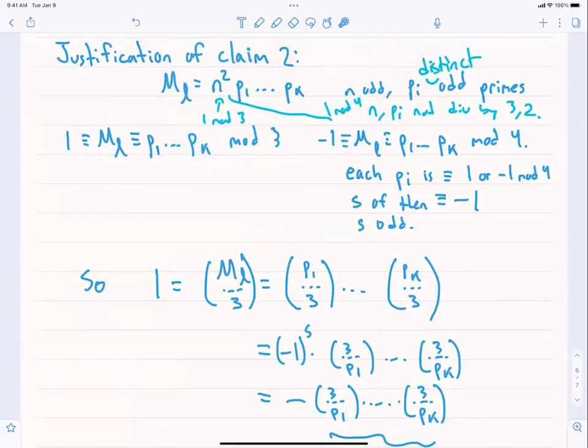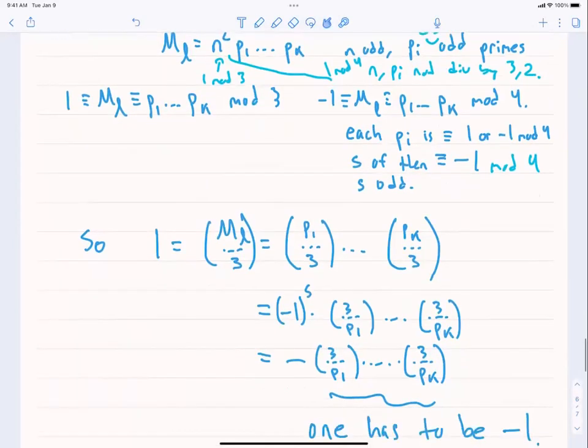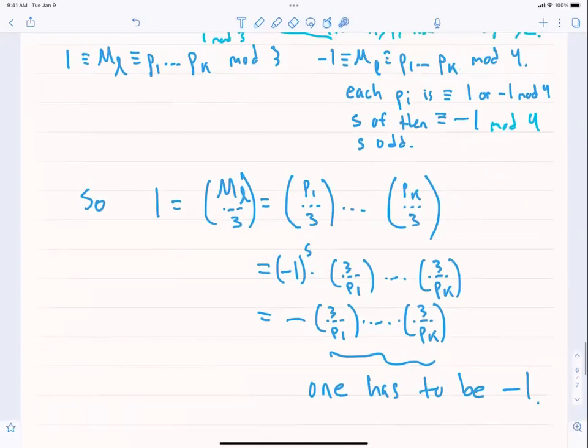So that means there's some number S of them that are congruent to -1. And the number that are congruent to -1 has to be odd, because I have to have an odd number of -1s over here multiplied together to get -1 on the left. There's an odd number of these primes that are congruent to -1 mod 4. Okay, so now let me put that all together.